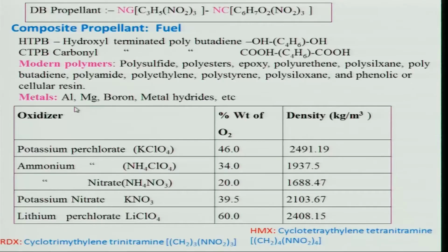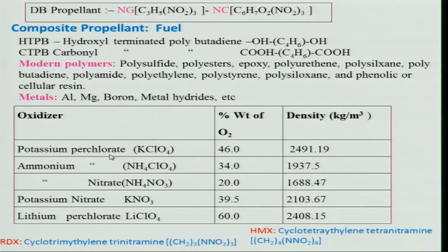So, therefore, it is together, and there are several metals which are being used, but those will be in some very small quantity to augment the burning rate, like aluminum, magnesium, boron, metal hydride, several others can be there. I will just show you the oxidizers, which are common. There might be n number of oxidizers for solid propellant. One is potassium perchlorate and ammonium perchlorate, which is being popularly used.